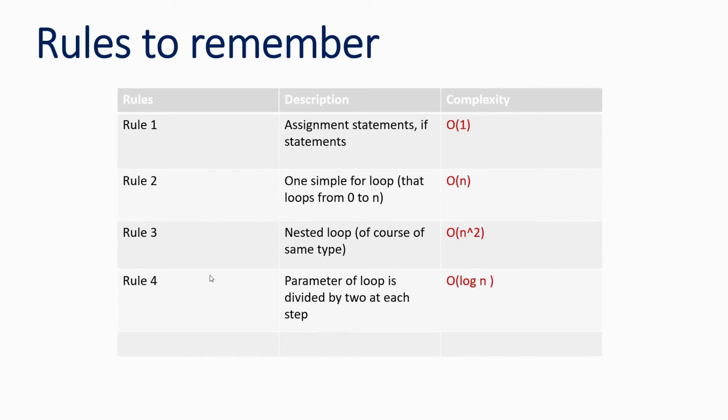Then the last rule, rule number 4: the parameter of the loop is divided by 2 at each step. For example, we have seen in an array of 8 members when I explained O(log n). We divided that array by 2 three times, and then we got the desired value. So that was O(log n). Whenever you see such an approach in the code, remember that it is O(log n) time complexity.